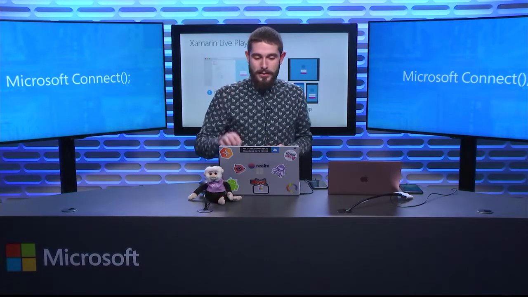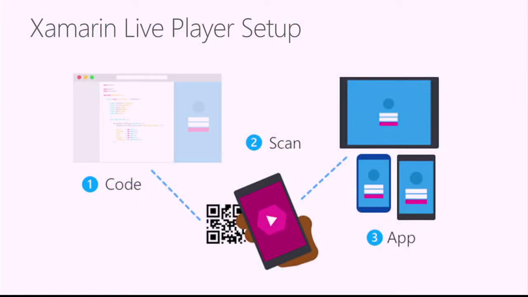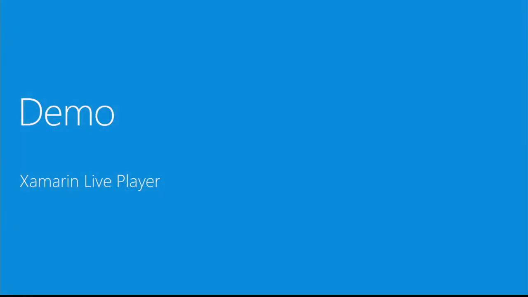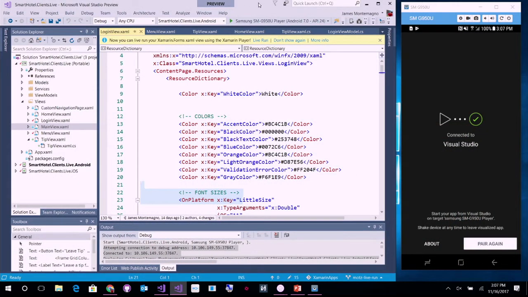So here's how easy it is. 3 steps. 1, file new, write some code. 2, pair your iOS or Android device with Visual Studio. 3, see your app running. 3 steps, 1, 2, 3. And in fact, let me just show you what that looks like. So here I am over on Visual Studio 2017. And I'm using our Smart Hotel application that I demoed in the keynote yesterday.